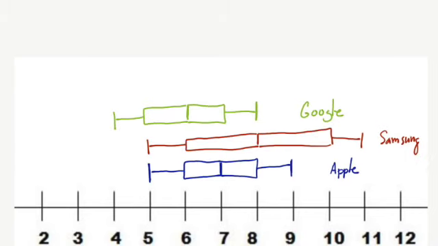So here I've redrawn, just to illustrate the contrast, the same mean averages for Google, Samsung, and Apple phones, but I've added a lot more variation to how those averages are calculated. So here you can see that Google phones range from a low of 4 hours to a max of 8 hours. Samsungs range from a min of 5 hours to a max of 11 hours, and iPhones range from a min of 5 hours to 9 hours.